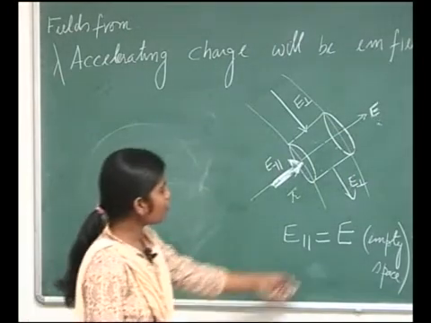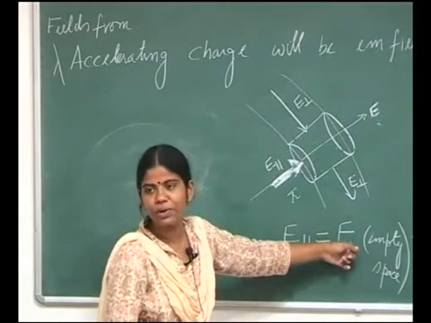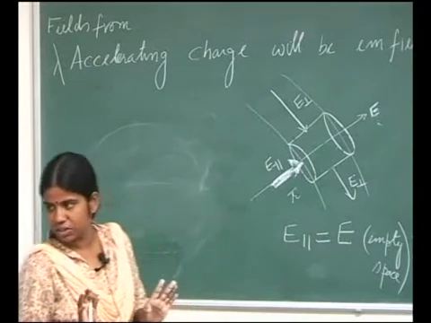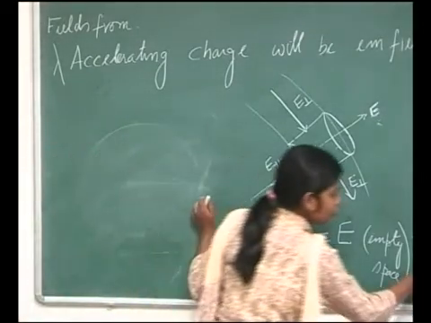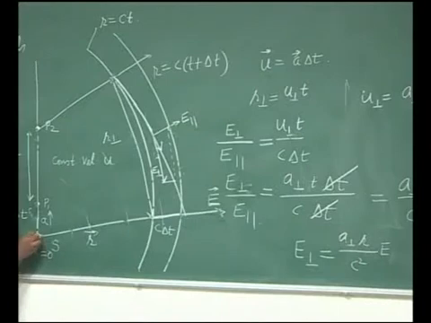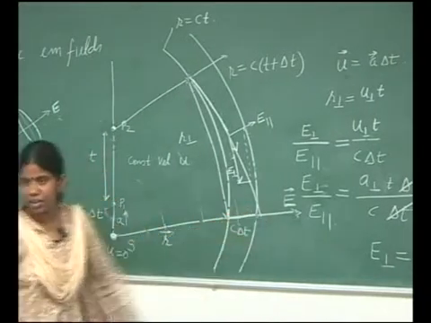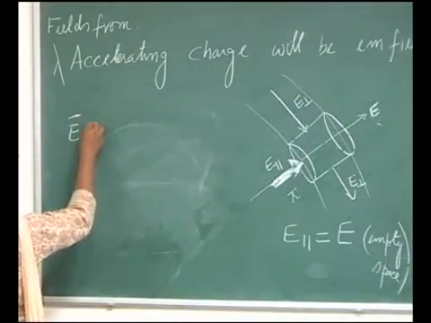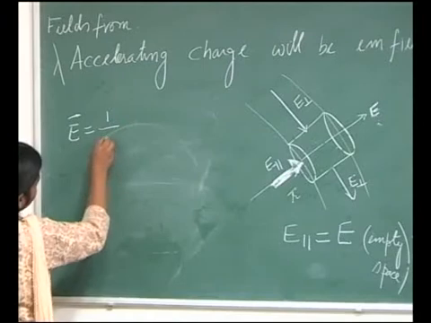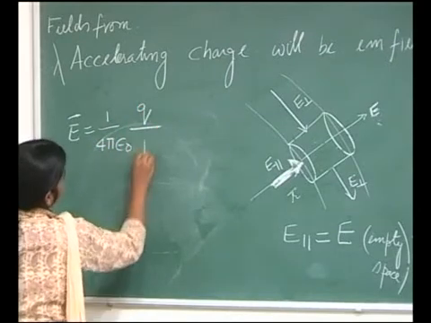So, now the problem is how to calculate this E field. The moment we calculate this E field, we are done, that is it, okay. So, I know from my Coulomb's law that for a charge q, the electric field at a distance r is given by the simple formula E is equal to 1 upon 4 pi epsilon 0 q divided by r square.